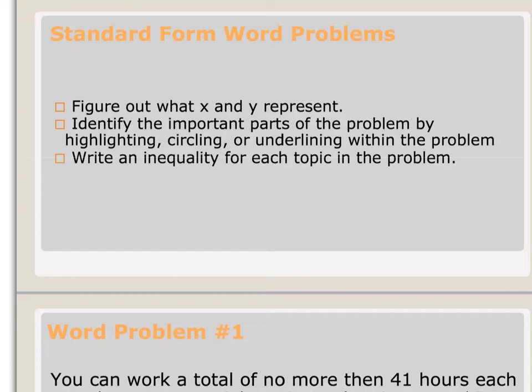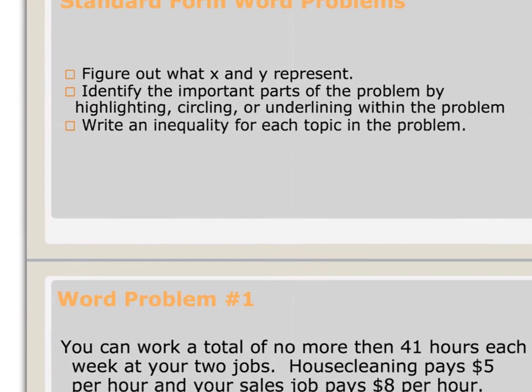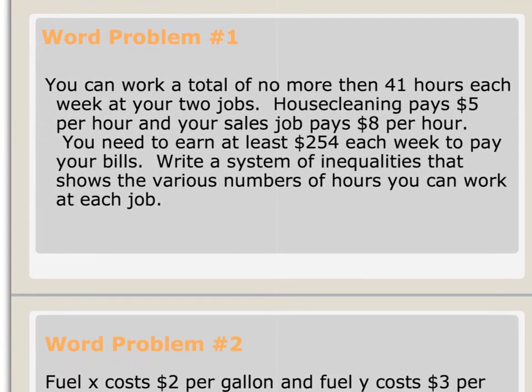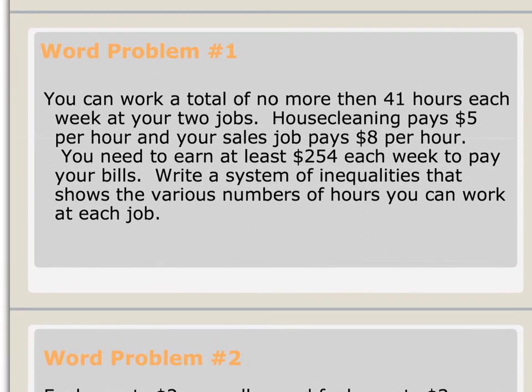Then you go back and reread the problem and identify the important parts of the problem by highlighting, circling, or underlining within the problem. And then, of course, once you've got everything that you think you need, you start to write your inequality for each part. So we're going to look at this first example and try to highlight some things here.